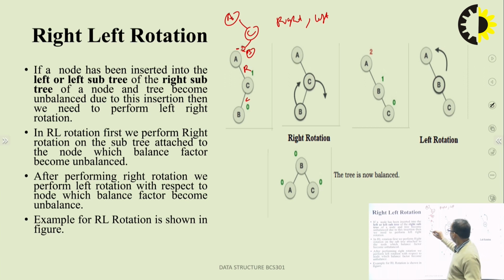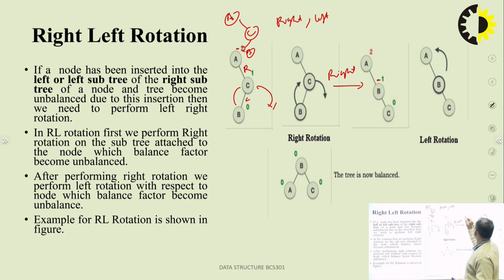So at first we perform the right rotation. In right rotation, B will be the parent. So this is the result of right rotation. This will be -1 and this will be -2. Now this is again unbalanced, so to make it balanced, we need to perform the left rotation. When we perform left rotation, B becomes the parent, and A and C will be the children of B. So in this case, the balance factor of A is 0, of C is 0, and of B is 0. So this is the balanced tree.